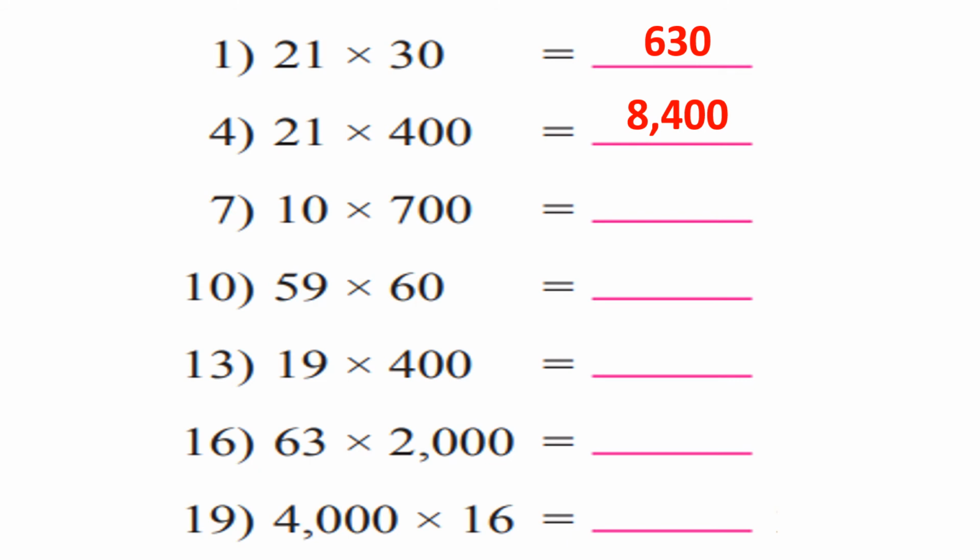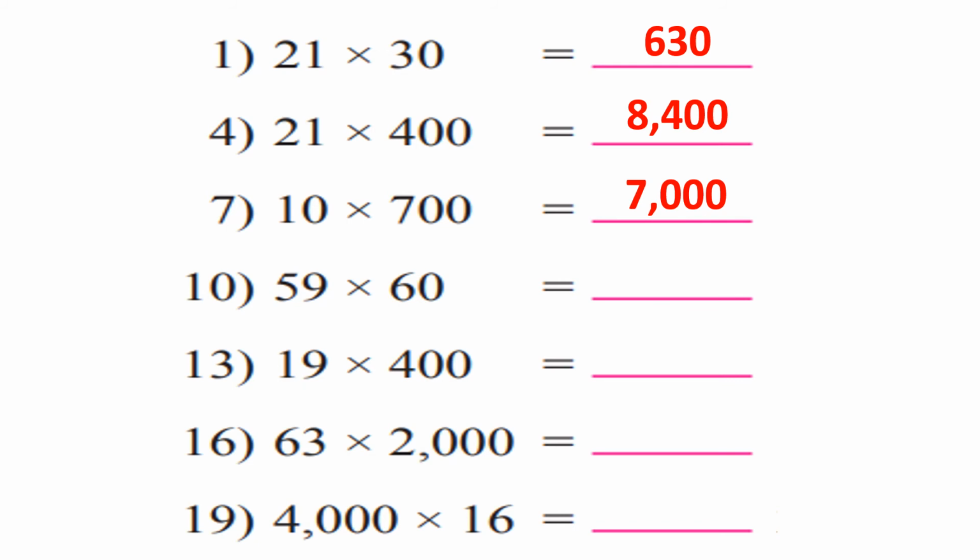Number 7. 10 times 700. 700 has two zeros. Right here, two zeros first, then 7 times 10 equals 70. And then you have two zeros, the answer is 7,000.